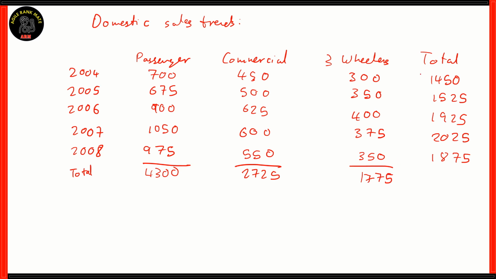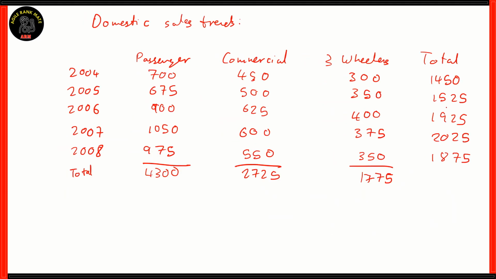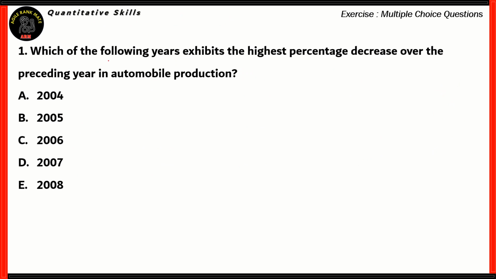So that's the two tables that we have, one table for production trends and the other table for domestic sales trends. Now let's look at the first question. Which of the following years exhibits the highest percentage decrease over the preceding year in automobile production? So we need to look at the production table and find out the highest percentage decrease.